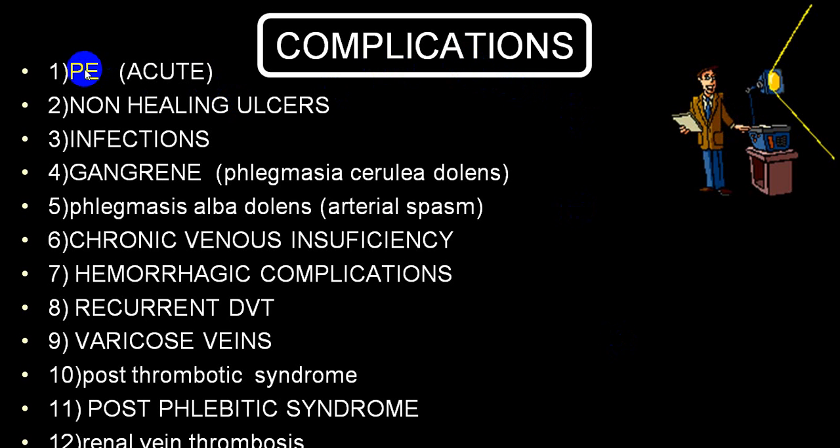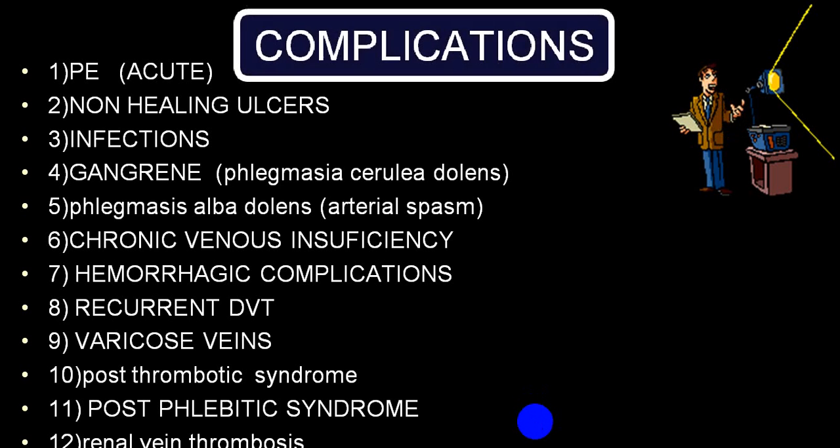Complications: the most common complication is pulmonary embolism, non-healing ulcer, infection, gangrene, which is very common following phlegmasia cerulea dolens, and because of arterial spasm it can give rise to alba dolens, chronic venous insufficiency, hemorrhagic complications, recurrent DVT, varicose vein, post-thrombotic syndrome, post-phlebitic syndrome. It can ascend upwards to involve the iliacs, inferior vena cava, and you can even get a renal vein thrombosis.